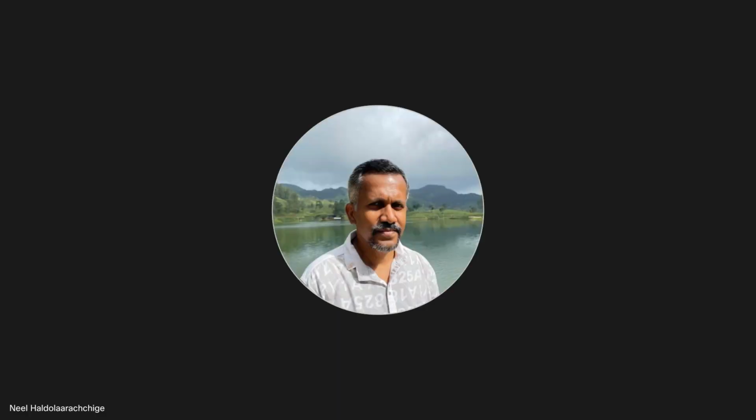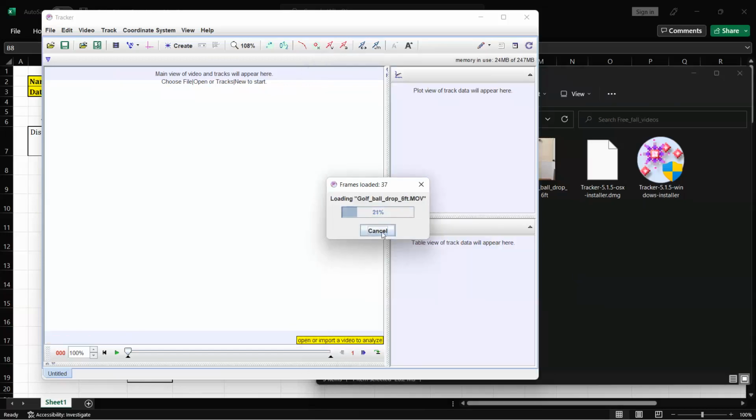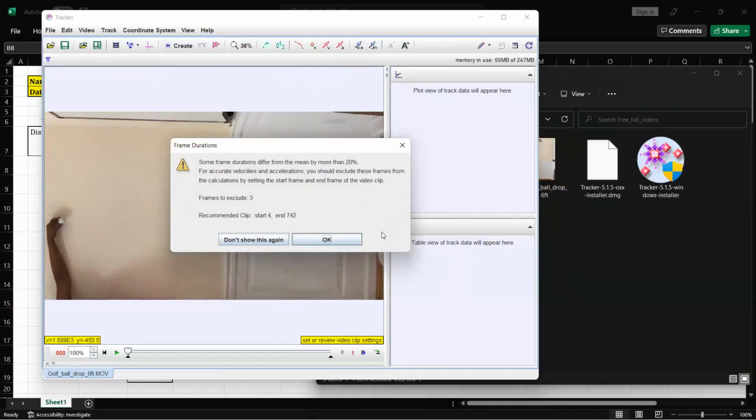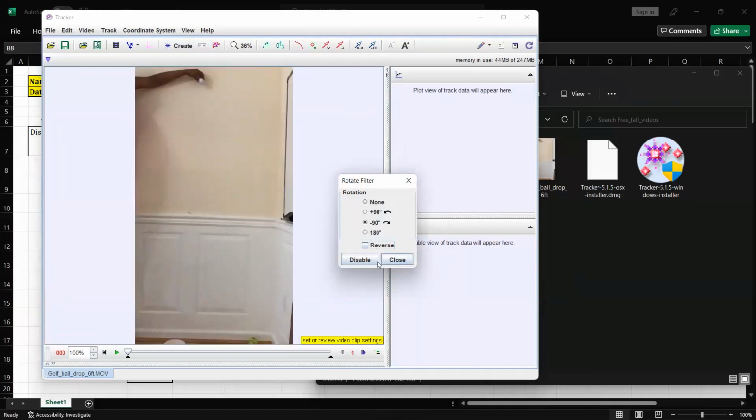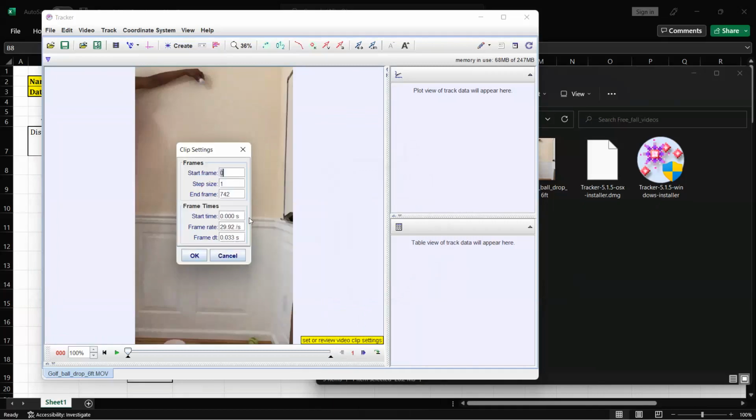How to extract the data with the tracker again. So I'm going to upload the golf ball. Wait a few seconds until it loaded up. Click OK, rotate the video. Negative 90. Right click, clip setting. Set time into frame rate 240.